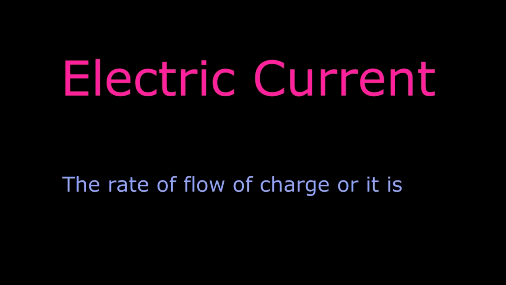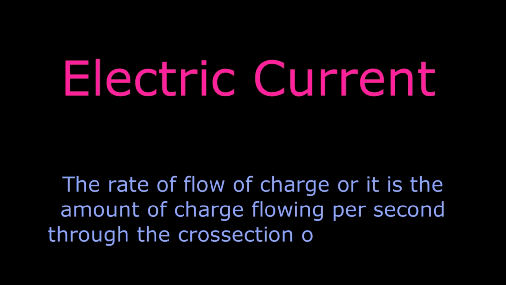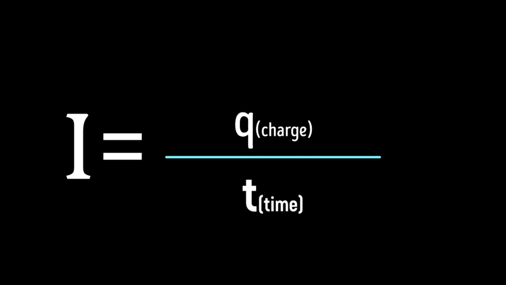So we can define the electric current as the rate of flow of charge, or the amount of charge flowing per second through the cross section of a conductor. Hence, current can be written as total charge by total time. The symbol of current is I, so I is equal to Q by T, where Q is the charge and T is the time.